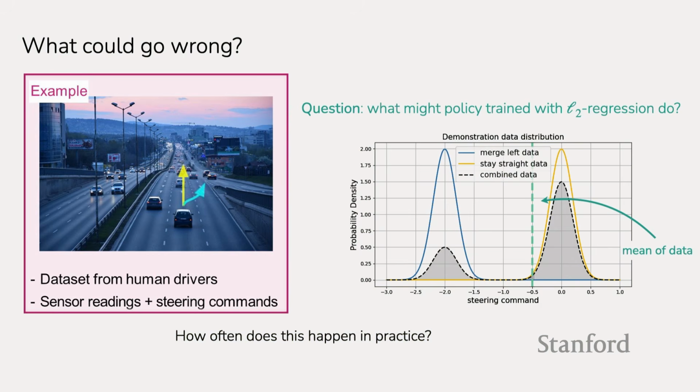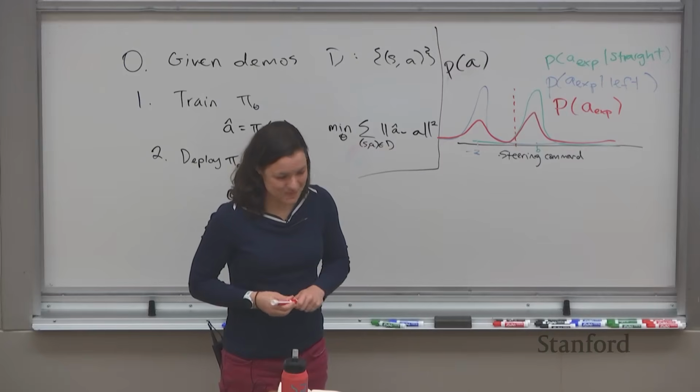Now you might be wondering, how often does this actually happen in practice? You might think that this is a contrived example where there is variability in what people would do. It turns out that this actually happens all the time. People and demonstrators often do things in different ways, not just in driving and not just in key decision states. And this happens especially when data is collected by multiple people, because people have different preferences.